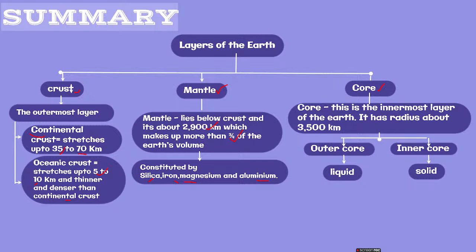Now let's come to the core. The core is the innermost layer which has a radius of about 3500 kilometers. If it has a radius of 3500, then what would be its area? Can anyone guess it? We shall use pi r square.